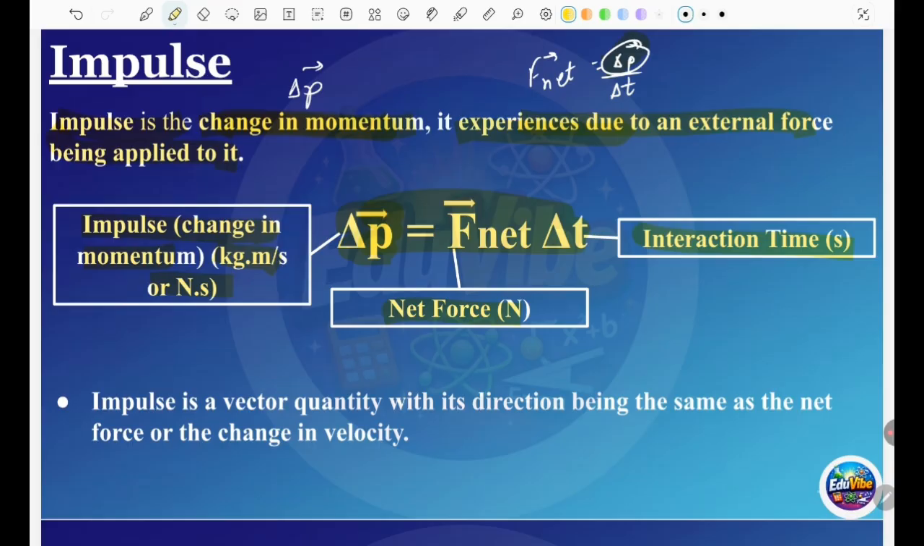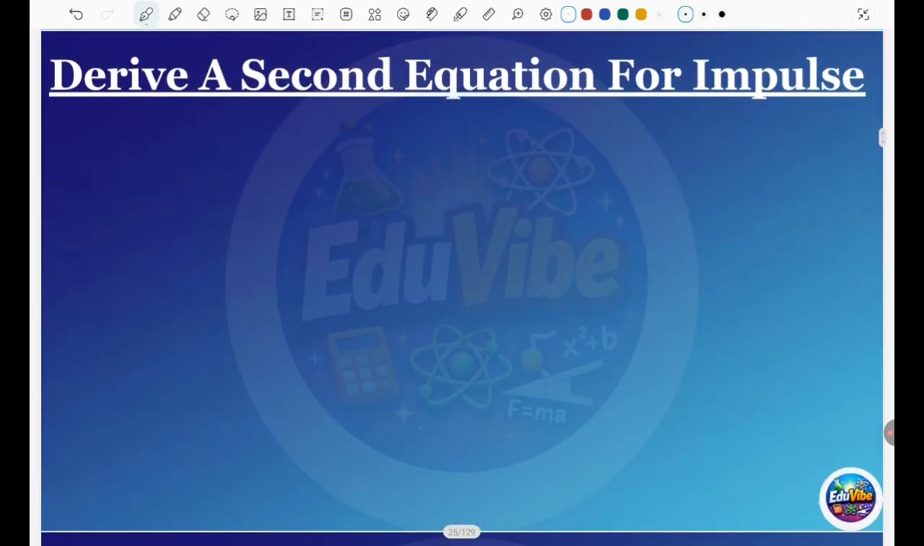Since momentum is a vector quantity, impulse is also a vector quantity, with its direction being the same as the net force and the change in momentum. The change in velocity and the net force have the same direction as the impulse. You may now be wondering about the change in velocity, so from here we will derive another formula for impulse with delta v, the change in velocity. How can we derive this?